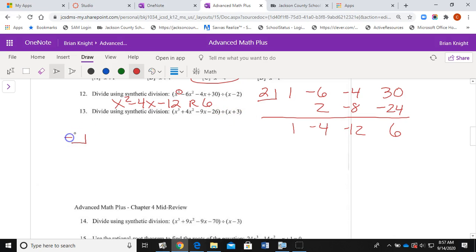I'm going to put -3 in my box. Okay, and we got 1, 4, -9, -26. And we haven't had any, but always remember, if you skip a term, if you go from x to the third and skip x squared and go straight to x, you have to put a 0 there to hold the spot. Don't forget that. Okay, so when you go from the top row to the bottom row, you add them up, whatever they are. If they're negative numbers, you're subtracting.